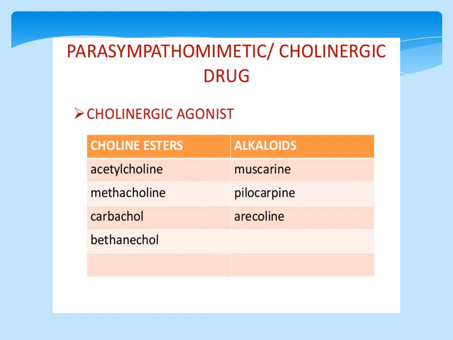These are cholinergic agonists. Cholinesters include acetylcholine, methacholine, carbachol, and bethanechol, and alkaloids include muscarine, pilocarpine, and arecoline. You have to remember this class of drugs.